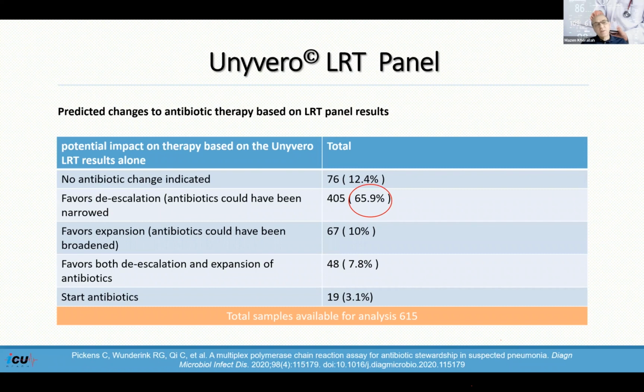And this is another study that looked at the predicted changes if the test was used, and they predicted that they would have de-escalated in close to 66% of the cases, expanded in 10%, expanded and de-escalated in 7.8%, started antibiotics in 3.1%, and no change in 12.4%.